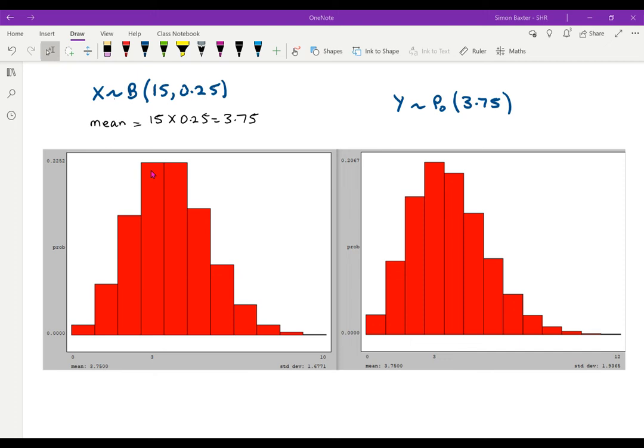Firstly, just look at the shape. Are they exactly the same? No, we step down. That one's significantly higher than that one. There are similarities in the shape, but this isn't that good an approximation. If we look at the numbers, the top of this bar at 3 is 0.2067, and the top of the bar at 3 is 0.2262. Not so good as we had before. So in this case, we haven't got such a good agreement. We had n equals 15 and p equals 0.25. It didn't work as well.